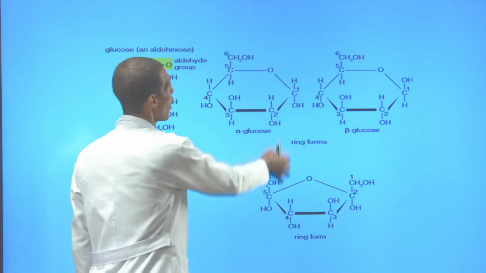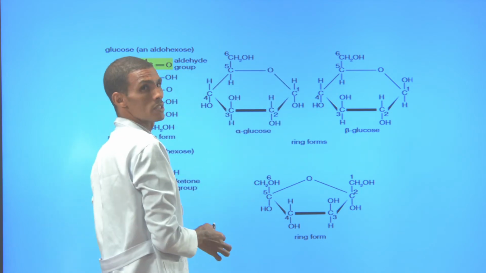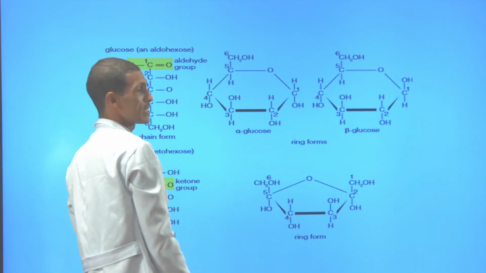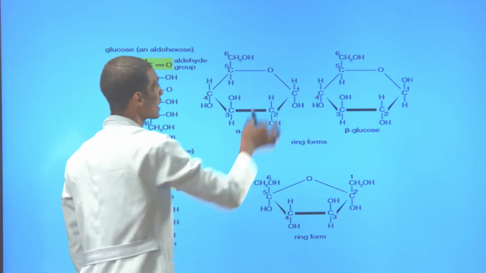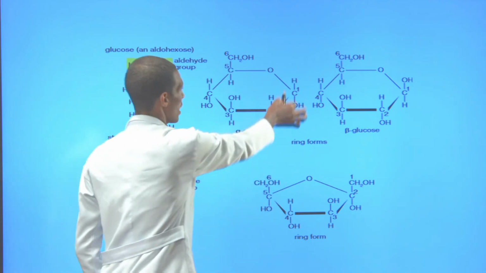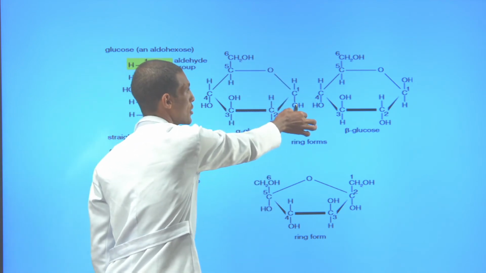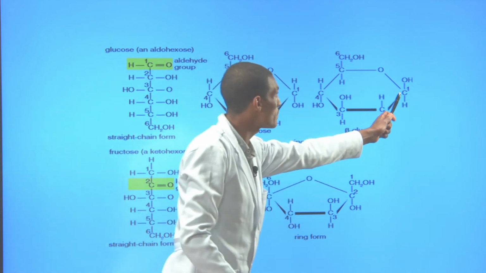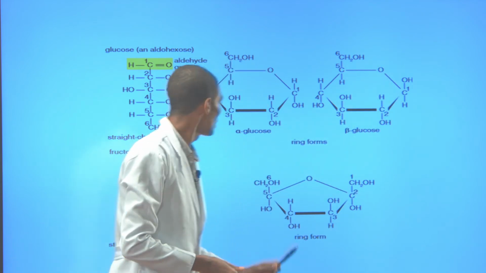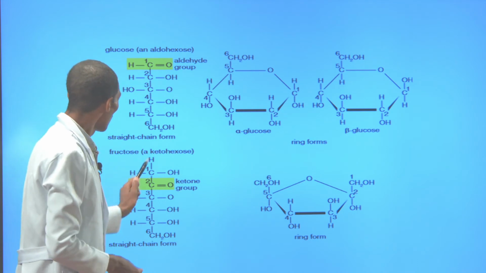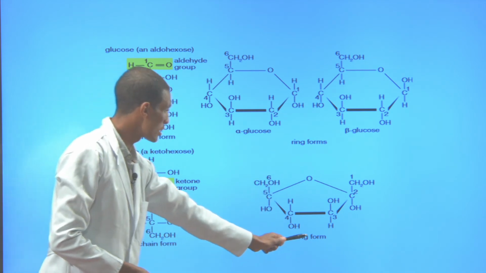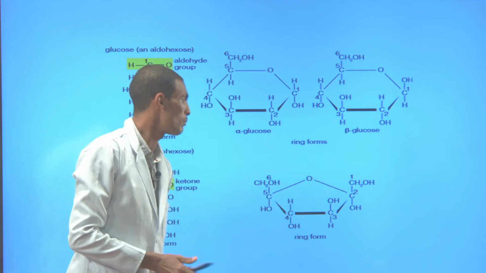Good. When you say alpha glucose, the only difference between alpha and beta glucose is the position of the OH found at carbon number 1. Here in alpha glucose, the OH is positioned at the bottom. But here in beta glucose, the OH is positioned above. Well done. Fructose contains only one ring form, which is the alpha form only, positioned at the bottom.